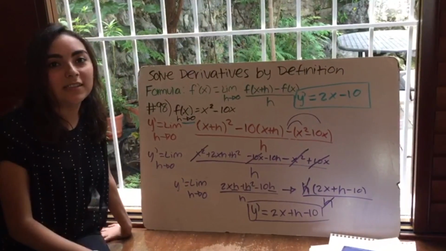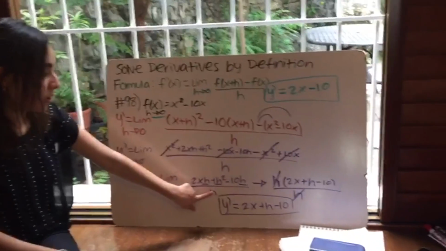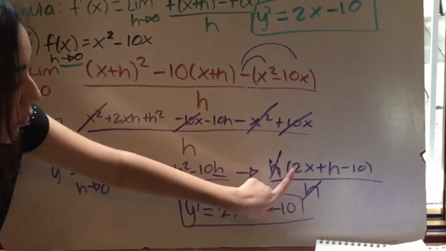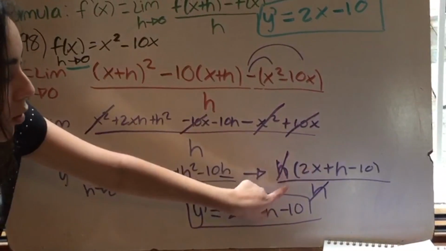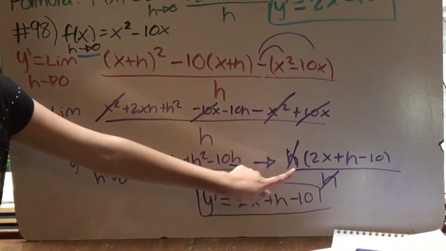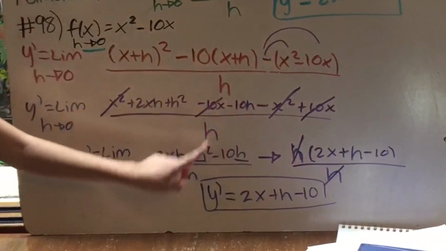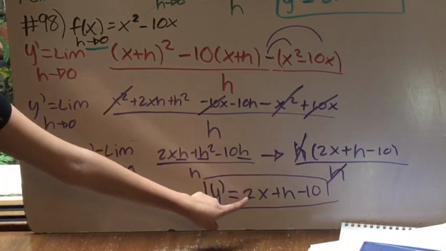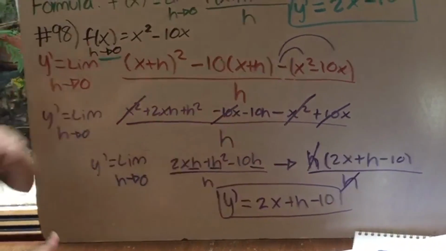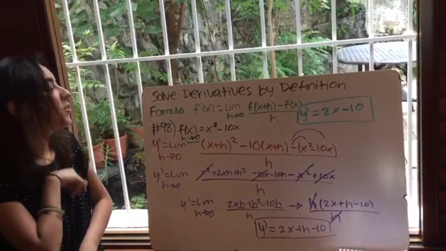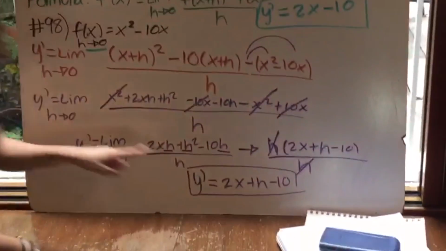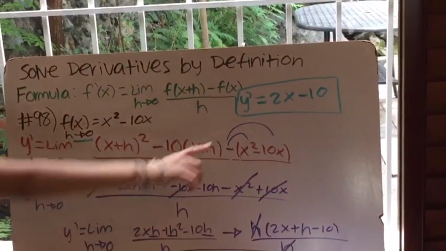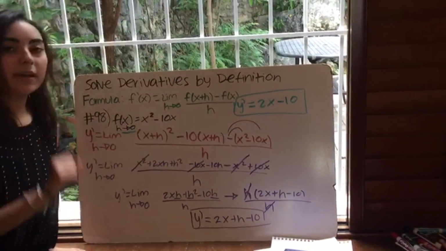Now we're going to isolate the common variable, which is h. So we leave h out of the parentheses, which gives us 2x plus h minus 10 over h. And finally, we cancel out the h's to finally have y prime equals 2x plus h minus 10. And finally, we substitute the h with the 0 to finally have y prime equals 2x minus 10.